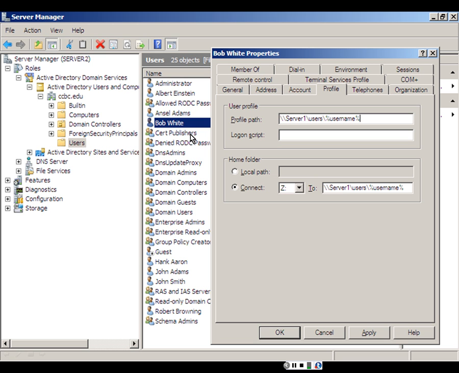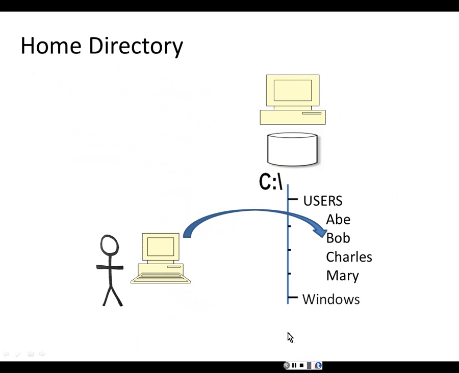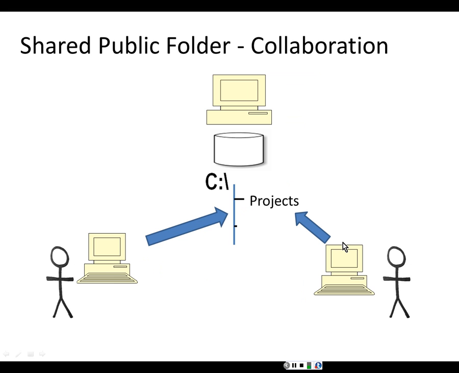If you go into user properties for the user Bob and look at his user profile, his home folder is located up on the server in the user's folder, in a folder which has the same name as his username, which is Bob. A home folder is a folder on the server where that user and only that user has access to files. You put stuff that only you are going to access in your home folder.